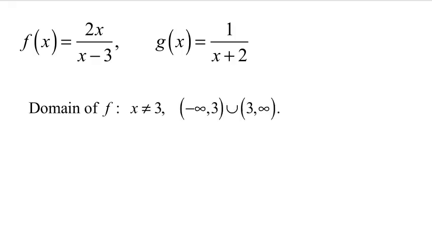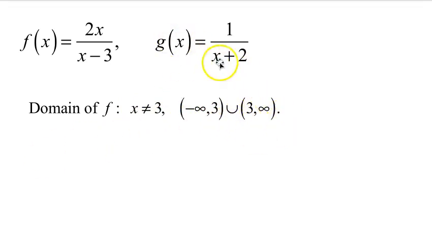Okay, let's take a look. Domain of f, x cannot be 3. We have to throw out 3. You cannot divide by 0. So the domain of f is all real numbers except 3. Written in interval notation, negative infinity to 3, not including 3, union 3 to infinity.